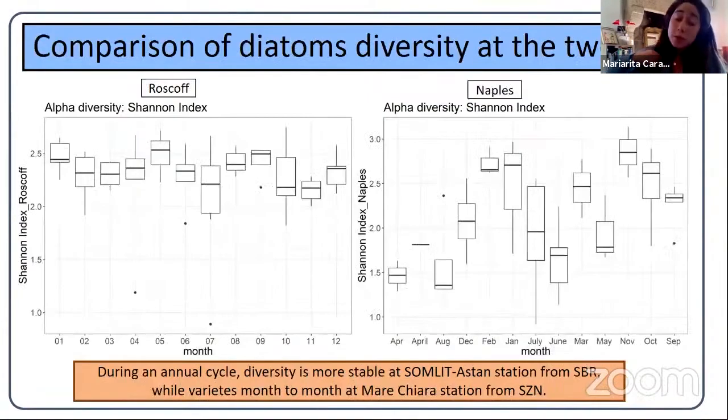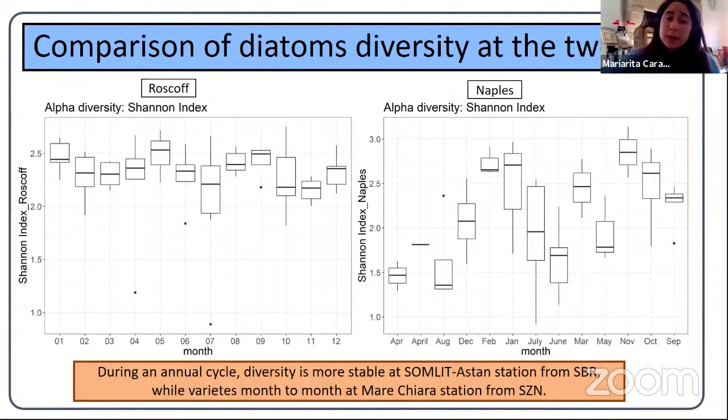Infrastructure access is useful also because we can access the data. Thanks to access to the metabarcoding data of Naples, we could compare the diatom diversity at the two sites, Roscoff and Mare Chiara station. While in Roscoff the diversity is very constant along the year, in Naples instead it is variable. I would have expected the opposite, a more variable diversity in a mixed environment with respect to a stratified environment, like the Mediterranean Sea.